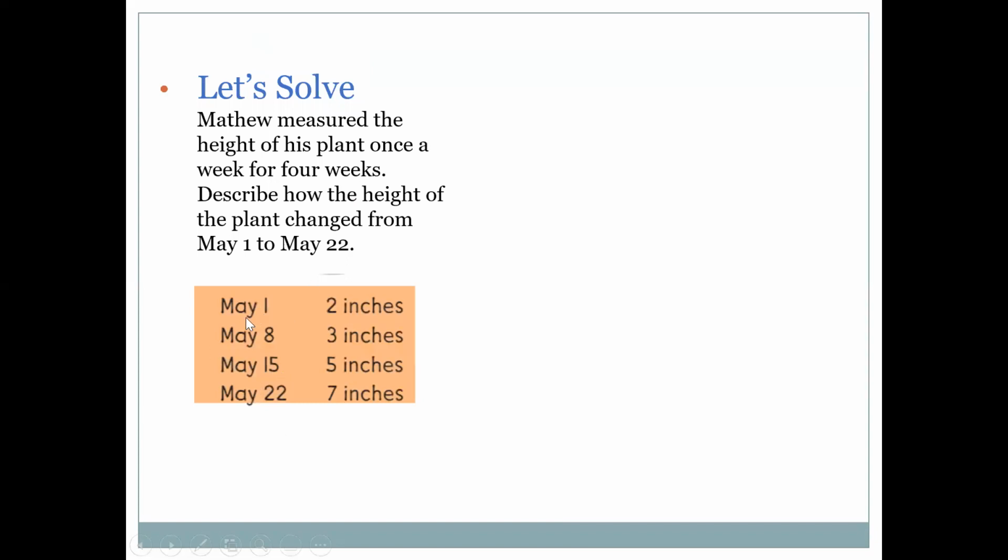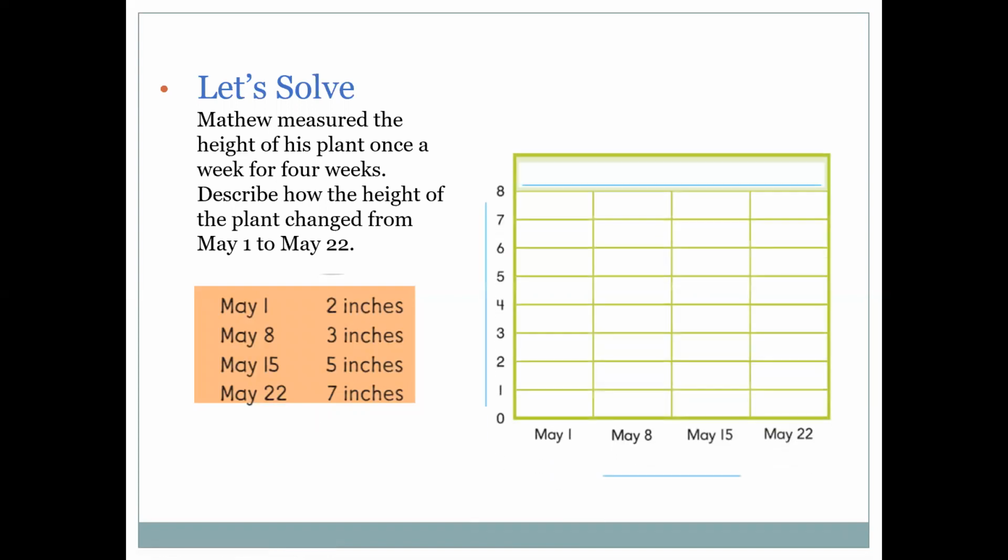So on the 1st of May, the plant was 2 inches. On the 8th of May, it grew to 3 inches. On the 15th, it grew to 5 inches. And by the 22nd of May, the plant was 7 inches tall. Now have a look at this graph.